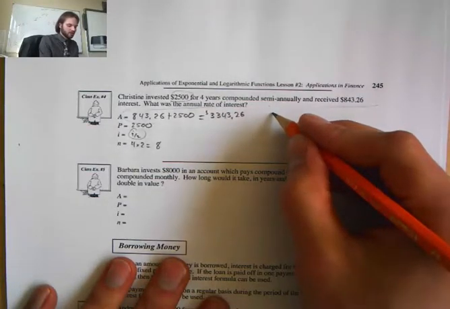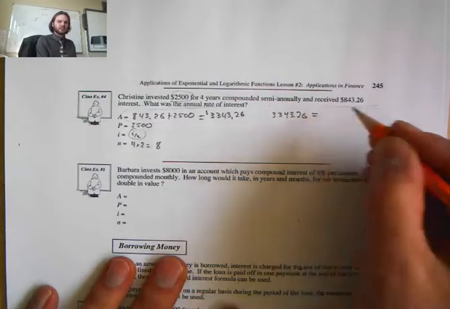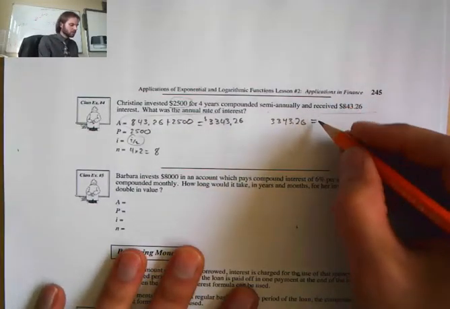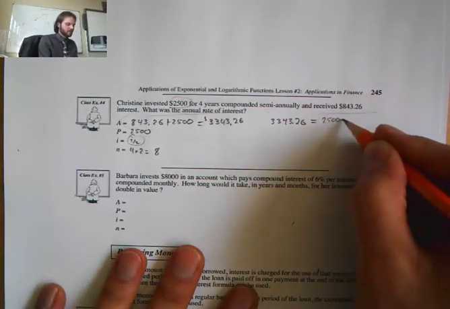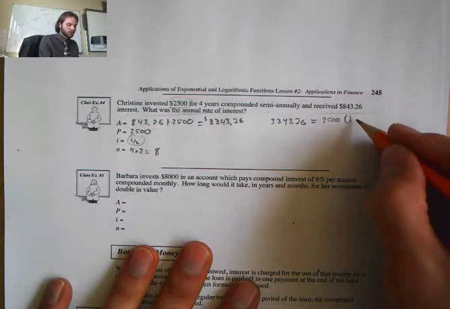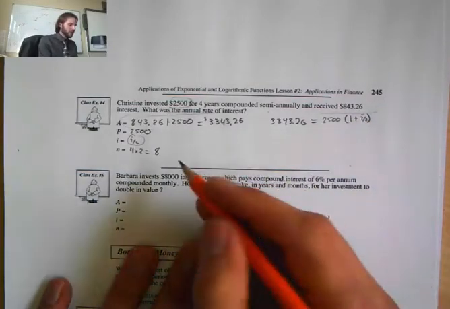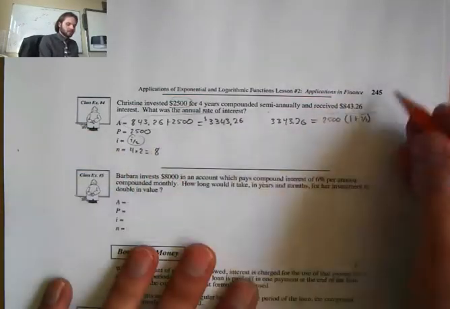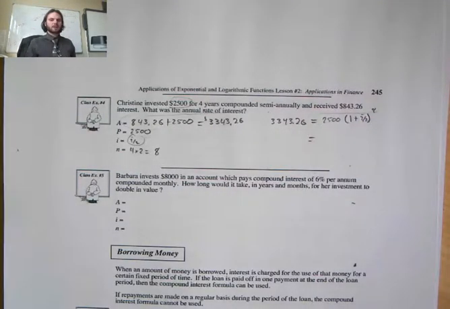Okay? So now let's put this out here. So we have 3,343.26 is equal to, well, my principal is 2,500, and then we want to multiply that by my interest, which is 100% plus whatever my interest is divided by 2, right? My annual interest divided by 2, to the power of 8. Okay, so we want that all to the power of 8 because we're compounding it 8 times.